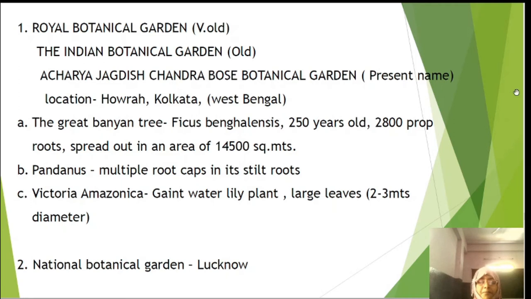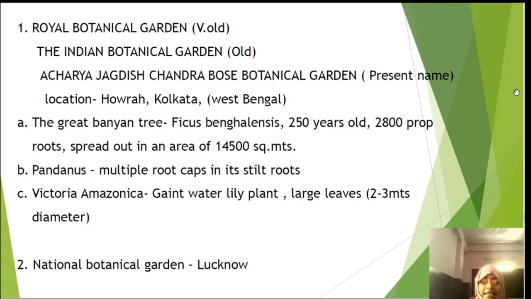What are prop roots? I hope every one of you has seen banyan trees. From a single branch, roots go downwards. When they go downwards, they attach again to the soil and a new plant grows. From a single plant, a stem bends and roots form from there; these roots again go into the soil and develop into a new plant. Like that, 2800 prop roots have formed until now in that plant, which is 250 years old.